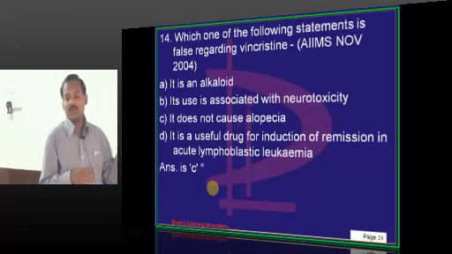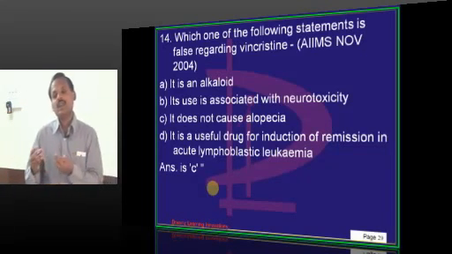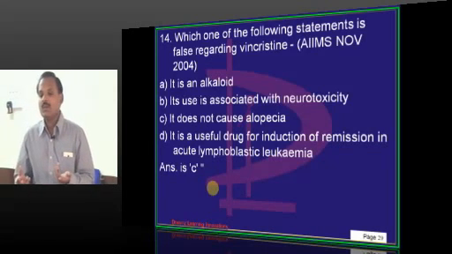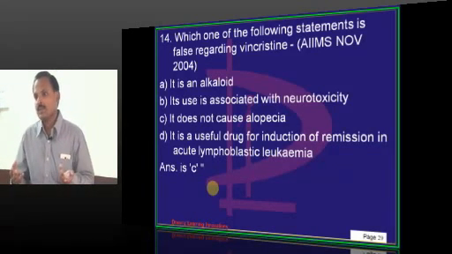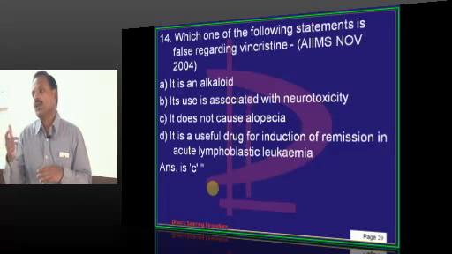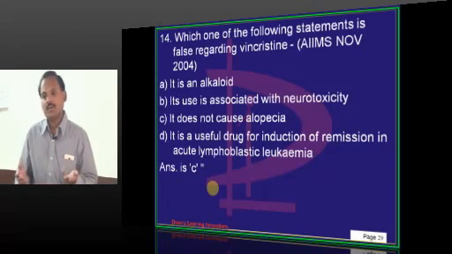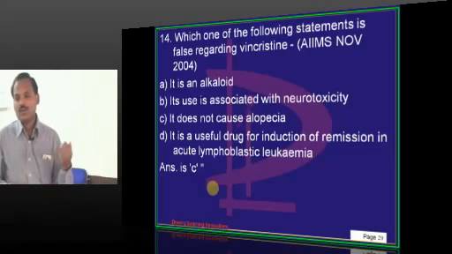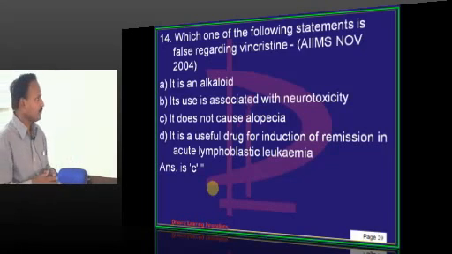"It does not cause alopecia" is unacceptable, because any drug which inhibits mitosis will inhibit mitosis of all rapidly proliferating cells, including the rapidly proliferating hair follicle. If the hair follicle is affected, the person will have alopecia. So, "it does not cause alopecia" is not correct.